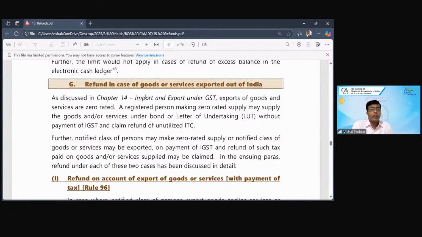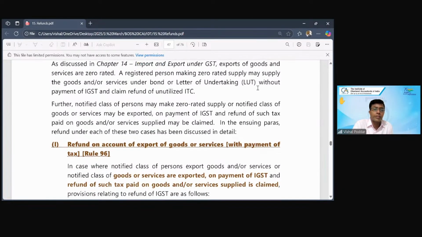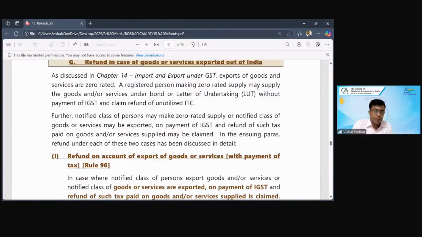Next, refund in case of goods or services exported outside India. Now what they are trying to explain is the different refund rules. As discussed in the previous chapter, that is, import and export under GST, export of goods and services are zero rated.